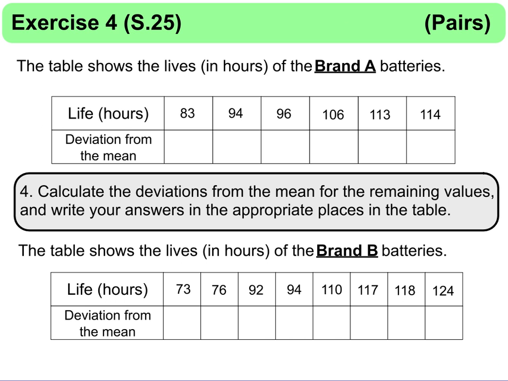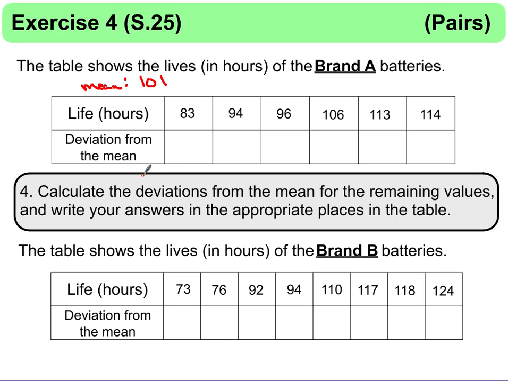So in exercise 4, we want the students to take this table for brand A, the different life hours for each of these 6 batteries, where we have the 83, the 94, the 96, the 106, the 113, and the 114. They want us to find the deviation from the mean. So the way that we find the deviation from the mean is first take the mean, which we stated on the other slide. The mean for this one was 101.